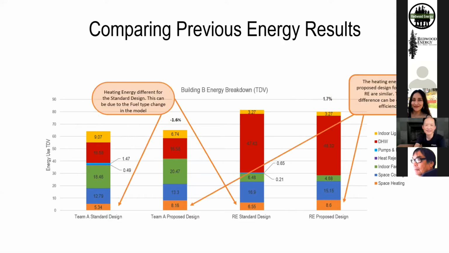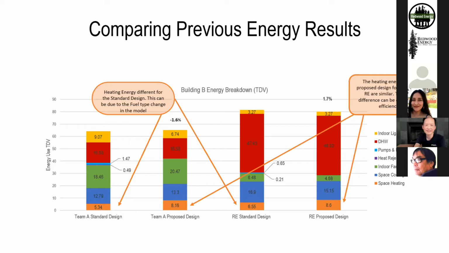So first, we have the space heating. You can see that the standard design for both Team A and Redwood Energy has a slightly different energy TDV. This can be due to the fuel type. Team A had set their models to natural gas available in their building. This is shown in the report, whereas we do not have that in our models. So that can be one of the reasons why the standard design is slightly different.